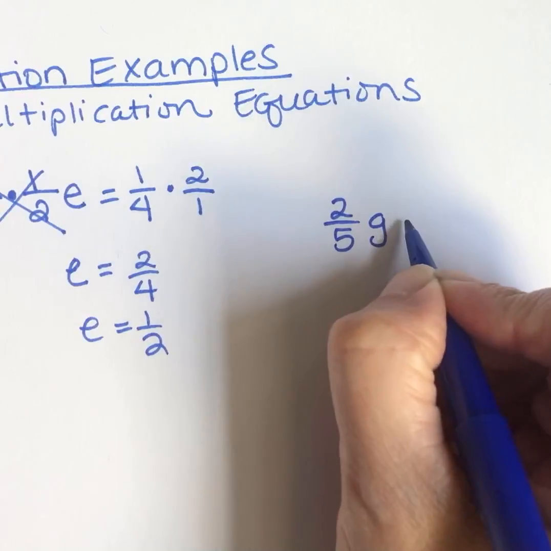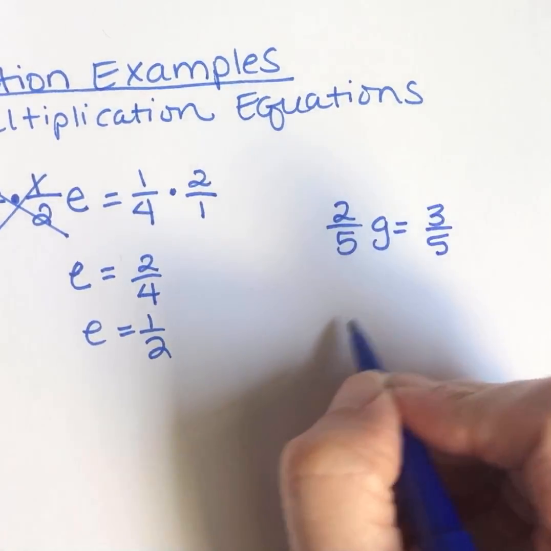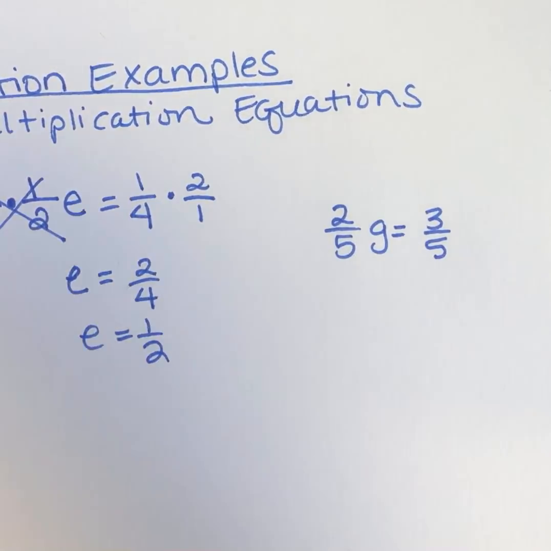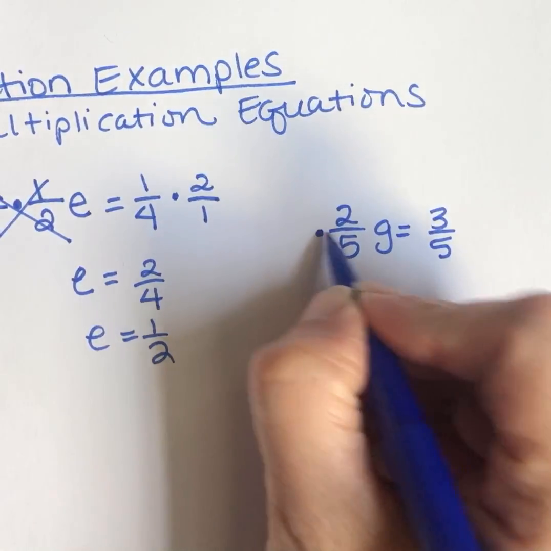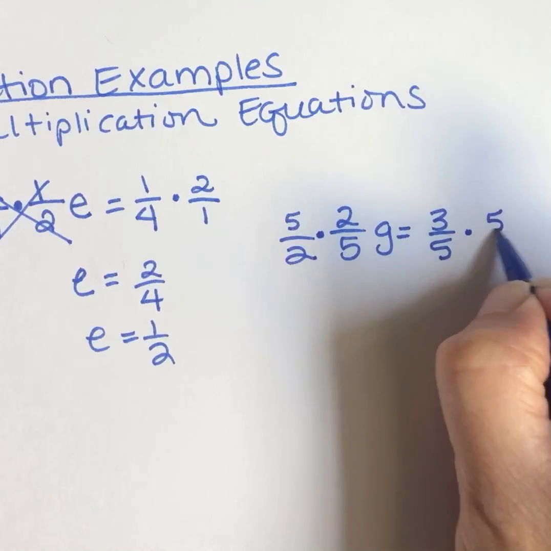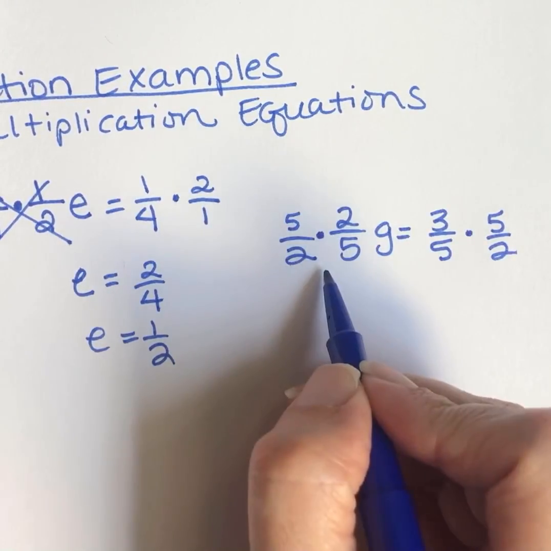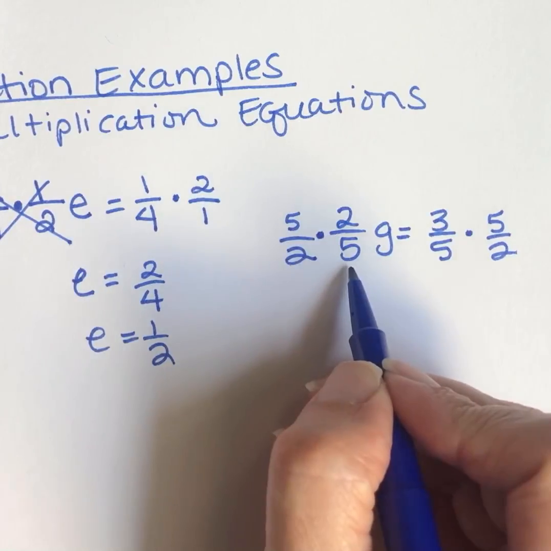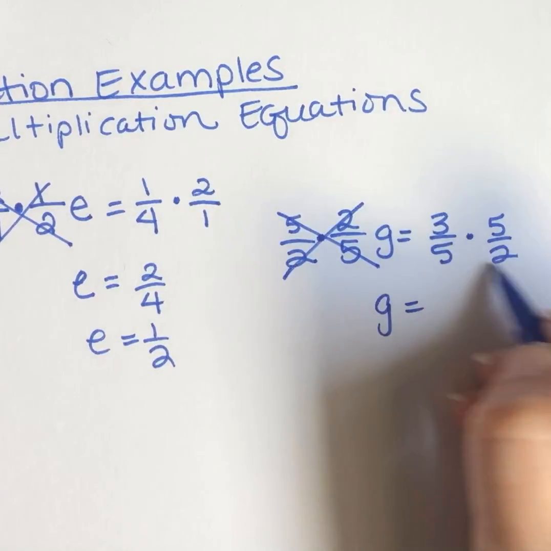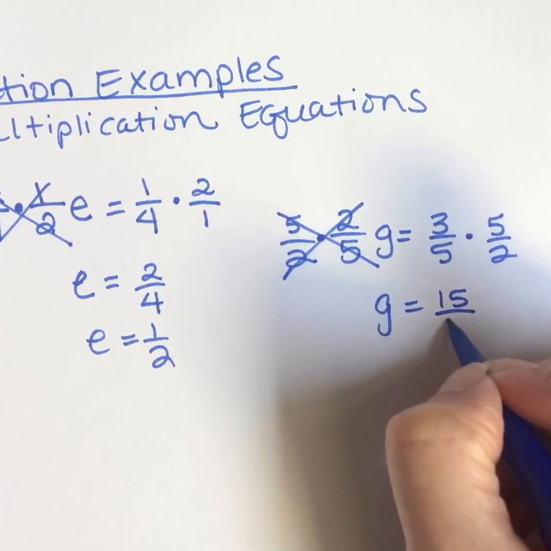2/5 g equals 3/5. So rather than dividing by 2/5, I know that I'm going to just end up multiplying by the opposite, the flipped fraction. So I'm going to go ahead and do that. So times 5 over 2 on this side and this side. And that's going to help me get rid of this because if I multiplied this, I would get 10 over 10, which is just 1, right? So we just cross it all out. So g equals the answer to this side multiplied by 5 over 2. So that's 15 over 10.